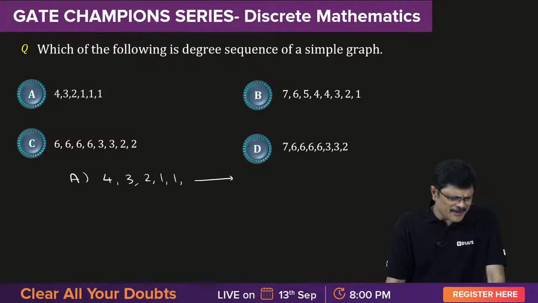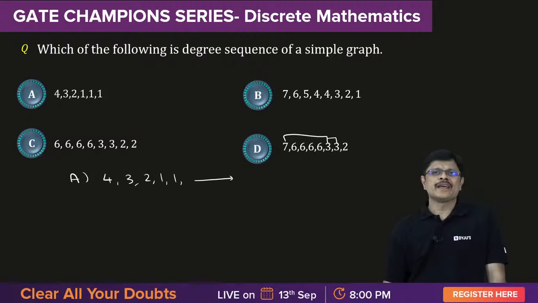Sum of degrees is even. That is a wonderful idea. Sum of degrees not being even is also a wonderful idea. Or you can say that the number of odd degree vertices must always be even. That way you can verify.